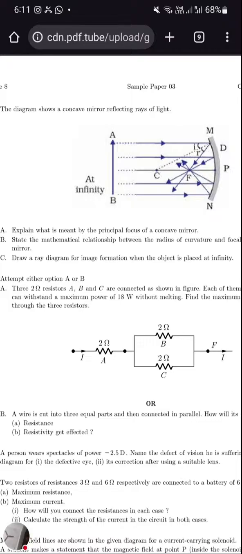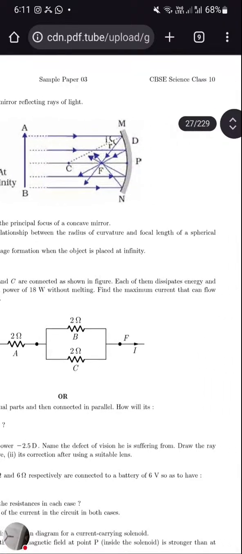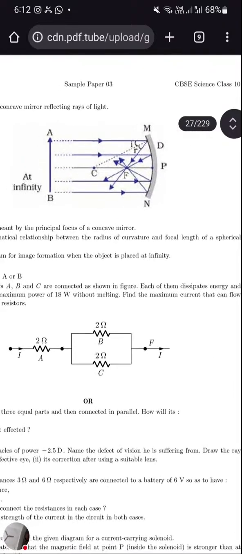Okay, clear. So here the first definition: principal focus. The second one is: state the mathematical relation between the radius of curvature and focal length. So what is the relation? R is 2f. Very good. Here you need to take small f. Radius of curvature is twice the focal length. It's not capital F. So R is equal to 2 multiplied by small f.